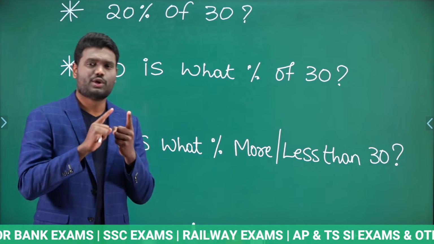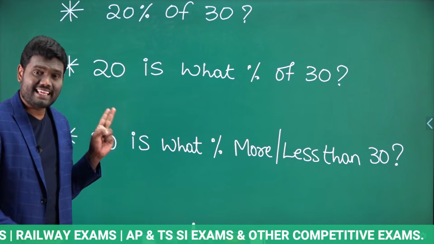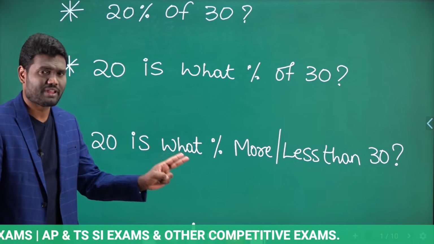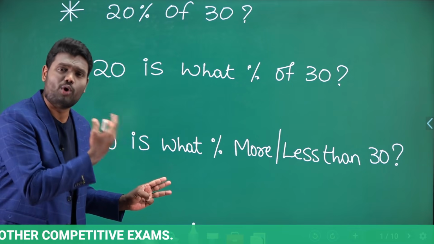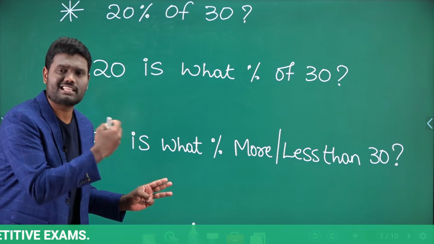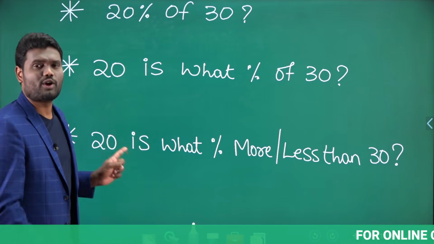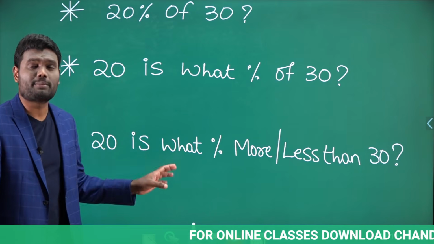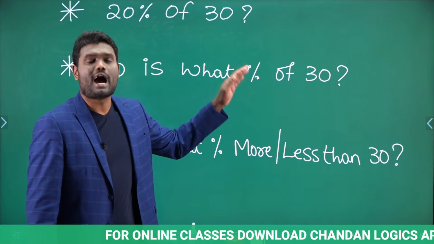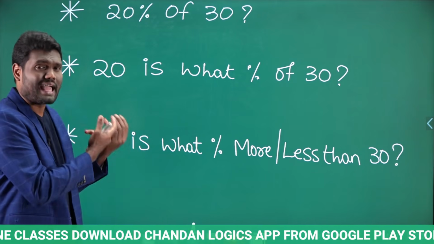First statement is 20% of 30. Second statement is 20 is what percent of 30, and third statement is 20 is what percent. If it is more, you will take it as more. If it is less, you will take it as less. But in this, we can say it as less. Why? Because 20 is less than 30. So I can say it as 20 is what percent less than 30. Now how to differentiate this? Very simple. And how to calculate this?